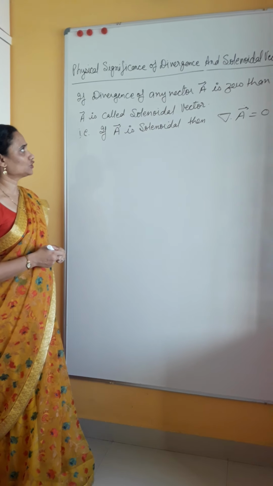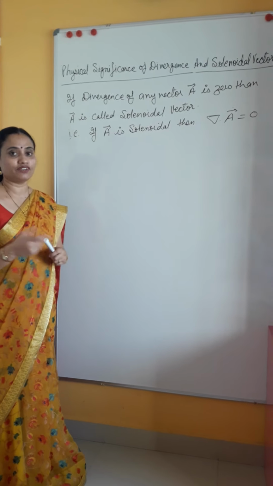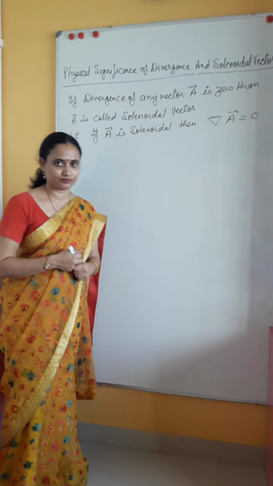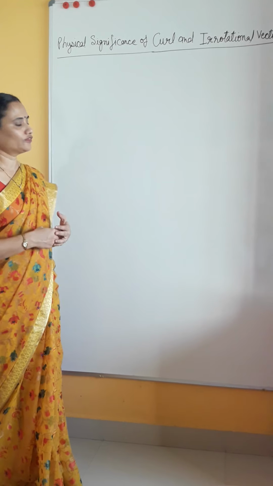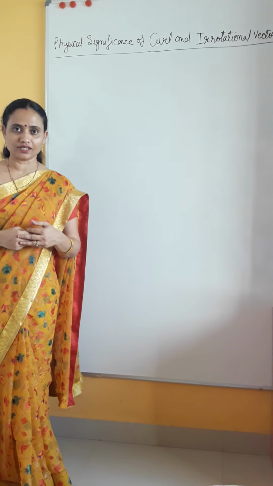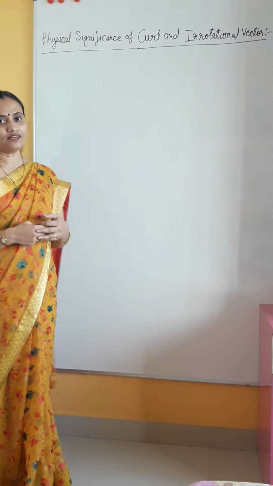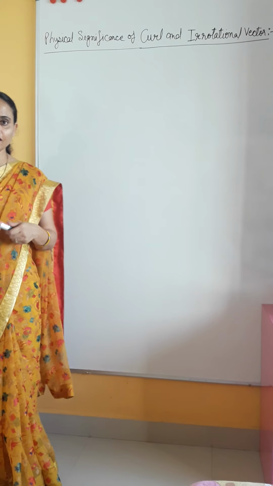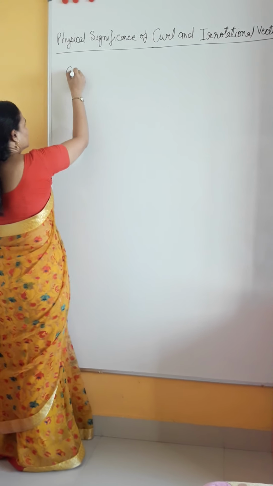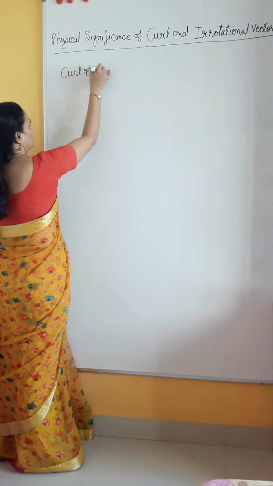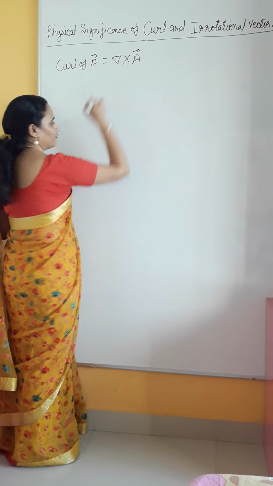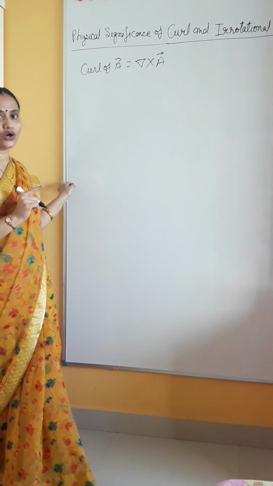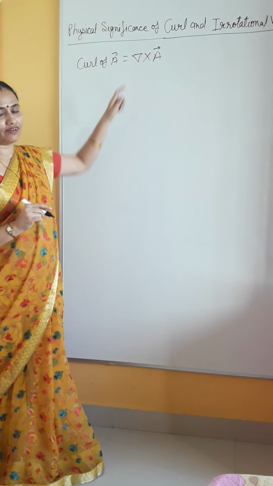Okay. Now let's do the definition of irrotational vector. Next is the physical significance of curl and irrotational vector. So how do we define curl? Curl of any function, curl of A, is defined as del cross A. Divergence is defined as del dot A, and curl of A is defined as del cross A.